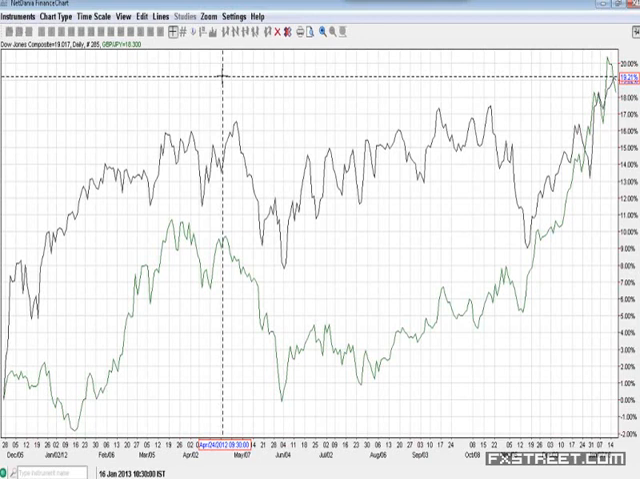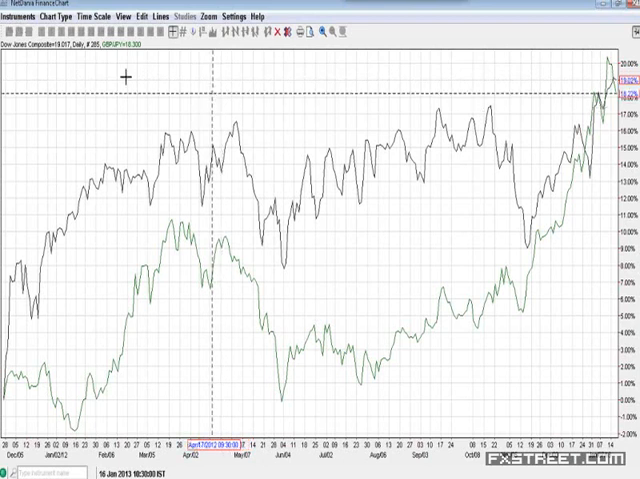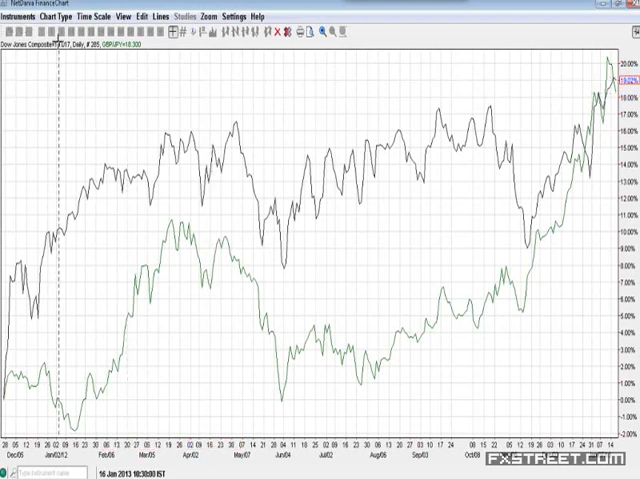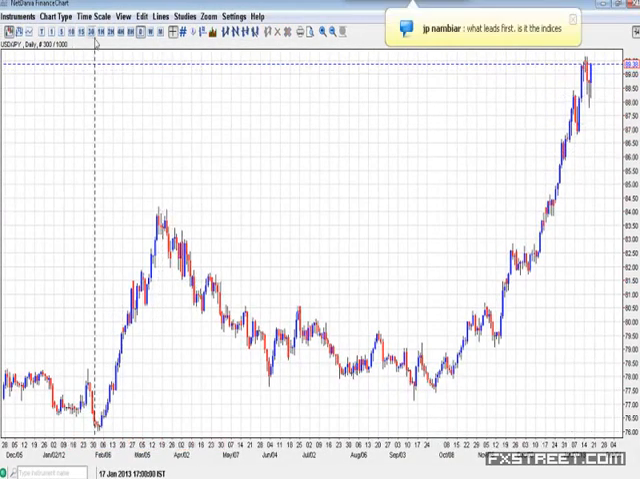And lastly, let's have a look at the correlations with the yen pairs. This is rather obvious, of course, but once again, it's surprising that a lot of traders do not know this. And let's take it on the 1 hour.